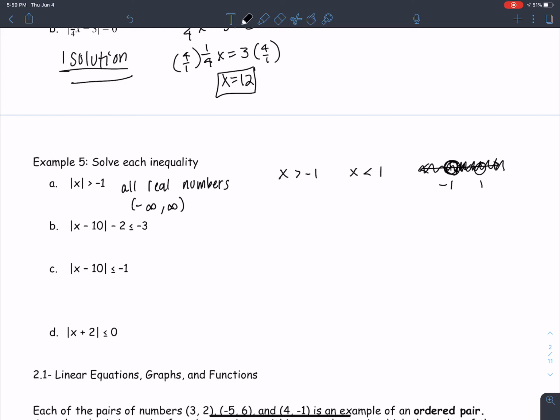Okay. B. So anytime you have extra stuff on the left, you have to solve it first before you can split it up. So here we go. Add 2 to both sides. So the absolute value of x minus 10 is less than or equal to negative 1. Okay. Can absolute value ever be less than or equal to a negative number? No. So, no solution. B and C are the exact same thing. No solution. I've now mixed them together. I put no solution. No solution.